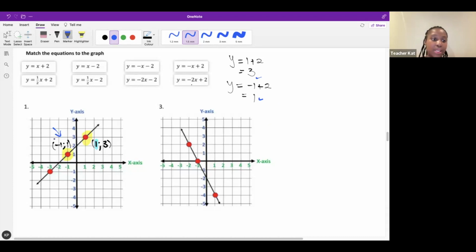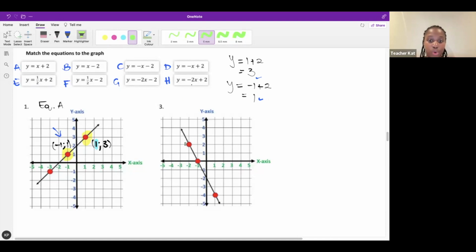So then that means, I should probably number these. That would be wonderful. That means equation A goes with graph 1. So I'm going to write here equation 1. Done. Now let's look at graph 3. Equation A, not 1. Okay. Let's look at graph 3.